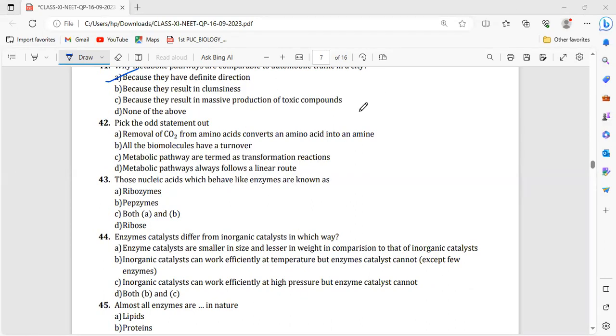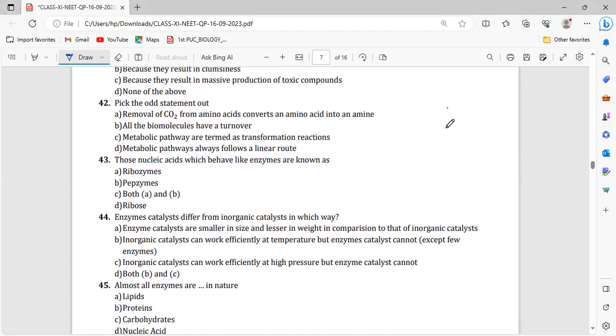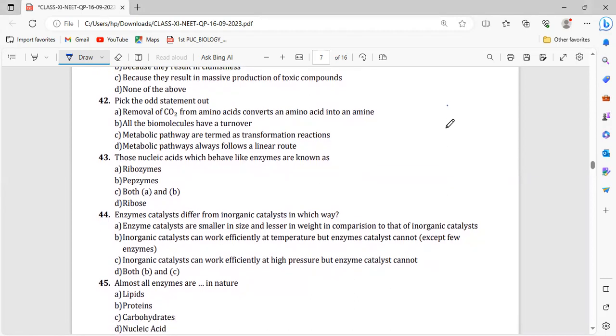Next, question number 42. Pick the odd statement. That means which statement is not correct. We'll go one by one. Removal of carbon dioxide from an amino acid converts the amino acid into an amine, which is correct. Only the amino group will be present. Only the NH2 functional group will remain. So it is an amine.